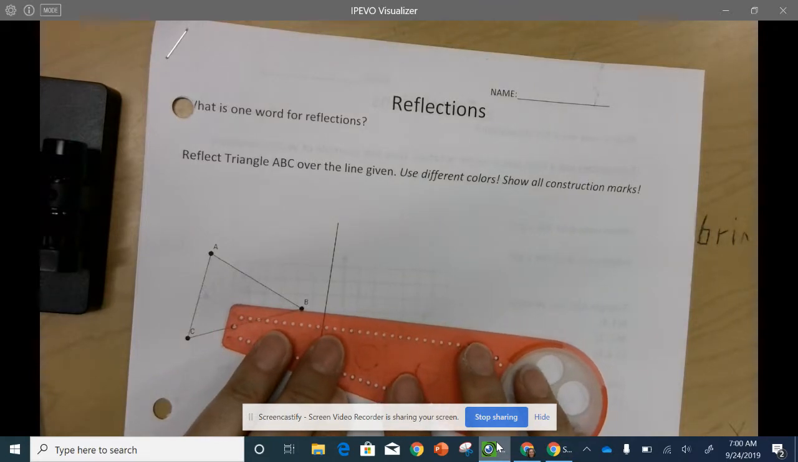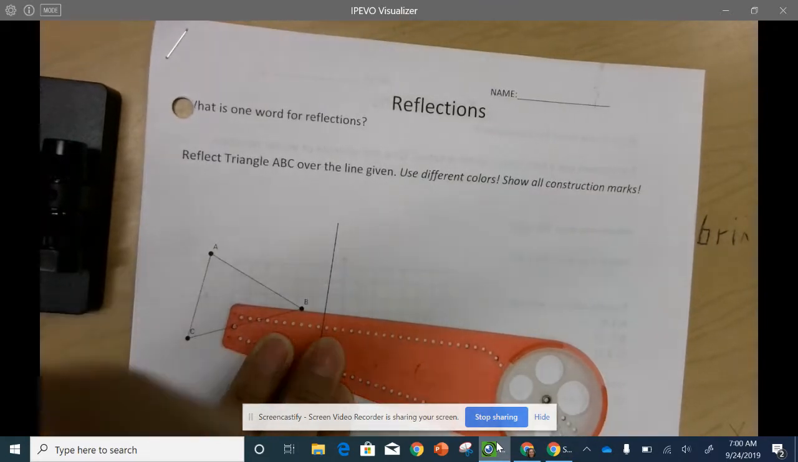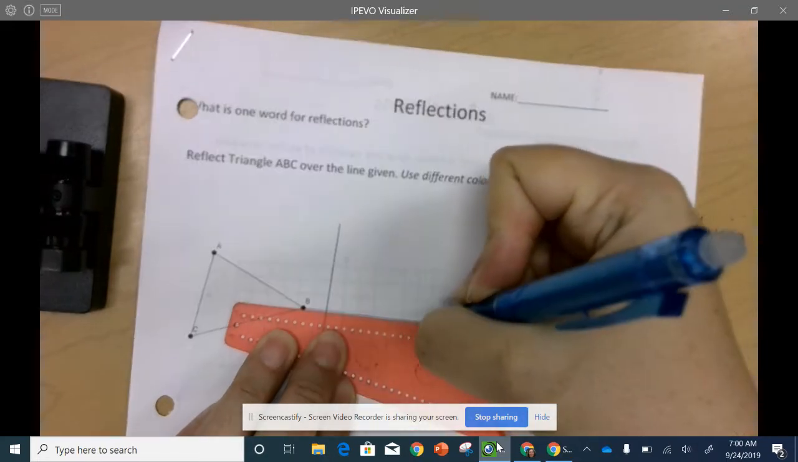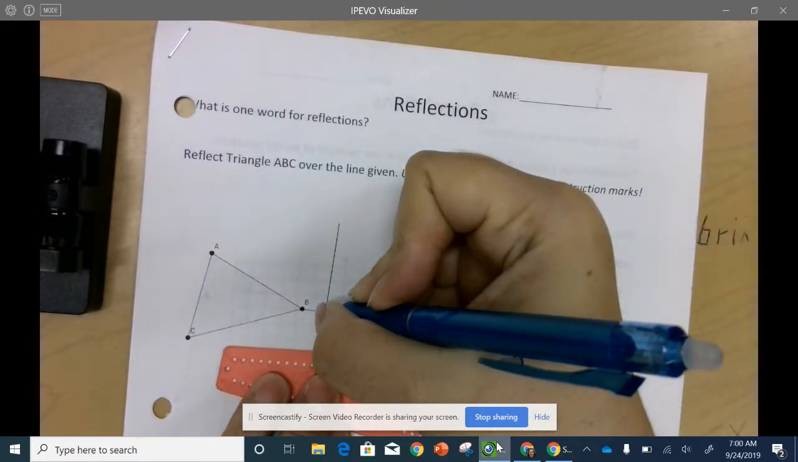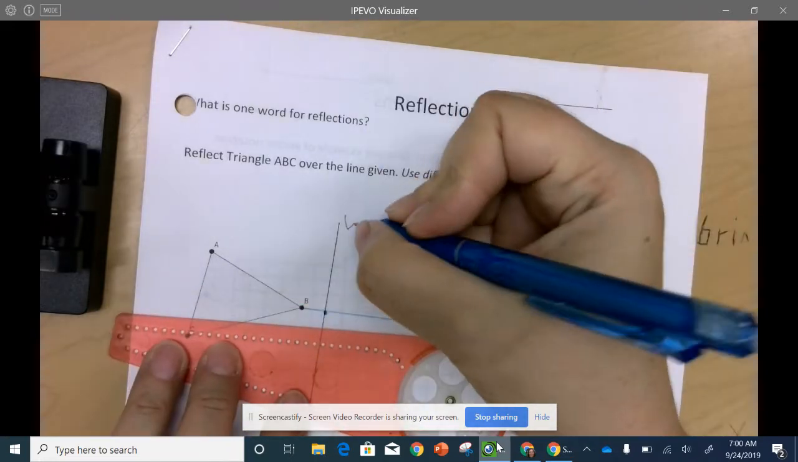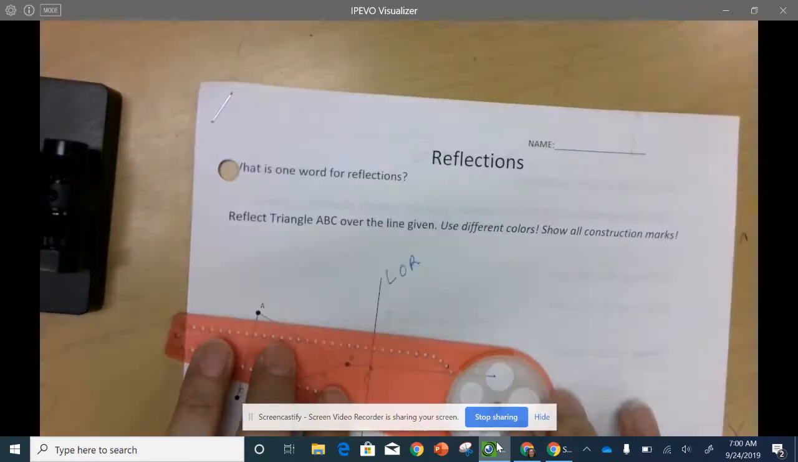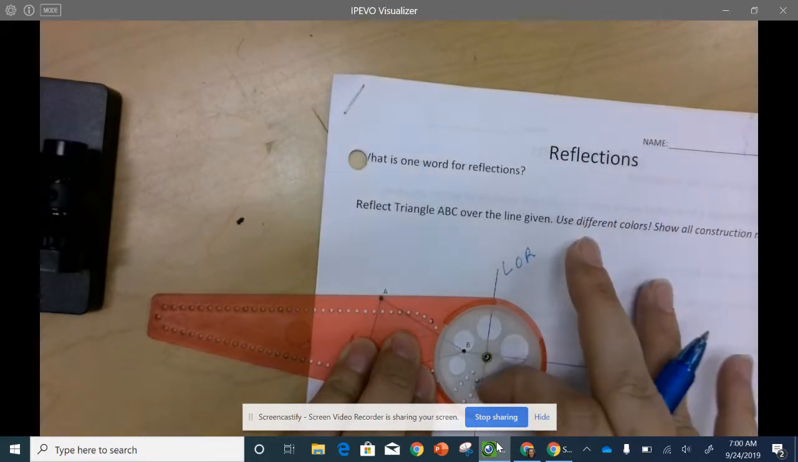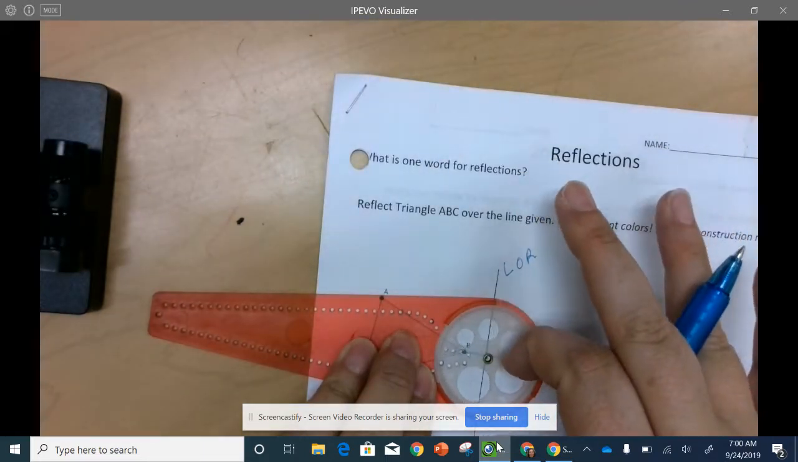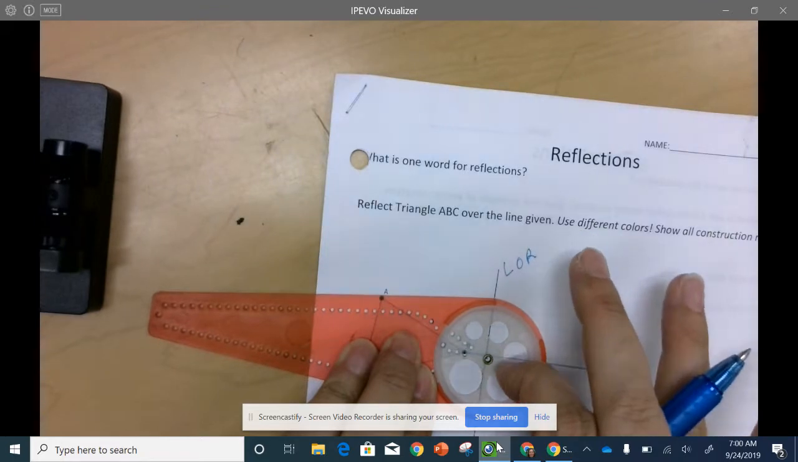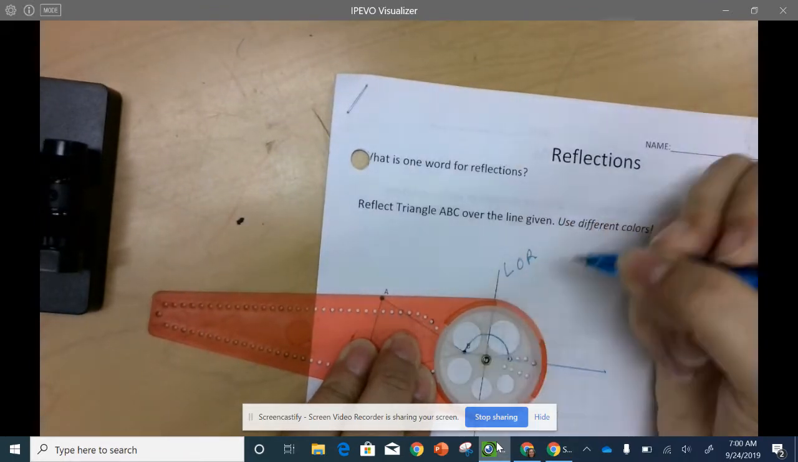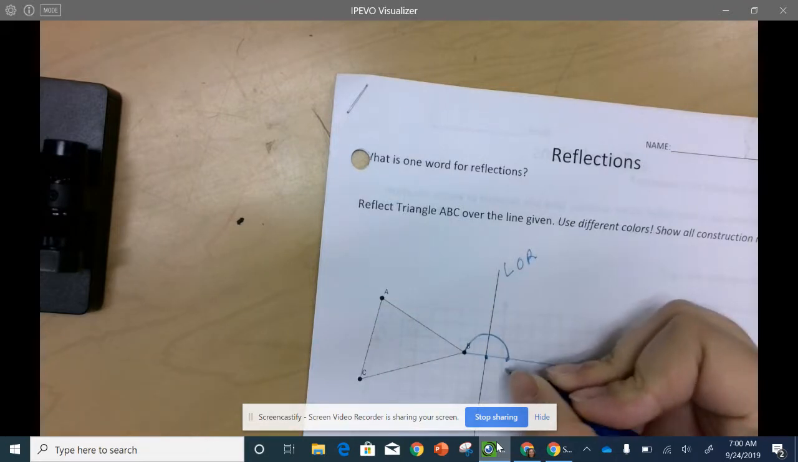So remember this, we want to draw a perpendicular line for B. So I'm going to draw a perpendicular line. I put my compass on the line of reflection. So this is the line of reflection. Put my compass here, and then we're going to use one of the inner circles. I line it up with B, and I draw our semicircle or arc all the way across. And now that's going to be B prime.